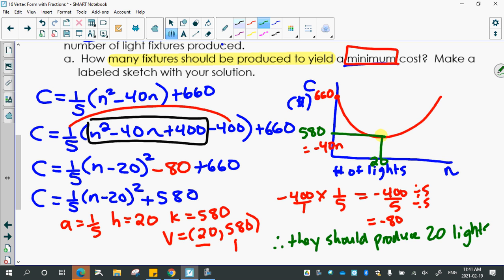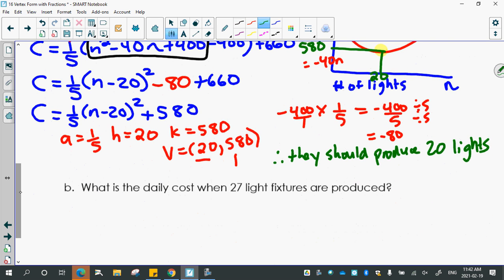So always make sure you answer the question they ask, because if you see minimum or maximum, it's going to be about the vertex, but it could be about the horizontal component of the vertex, or it could be about the vertical one. So read the question carefully, and the sketch helps you interpret it as well.